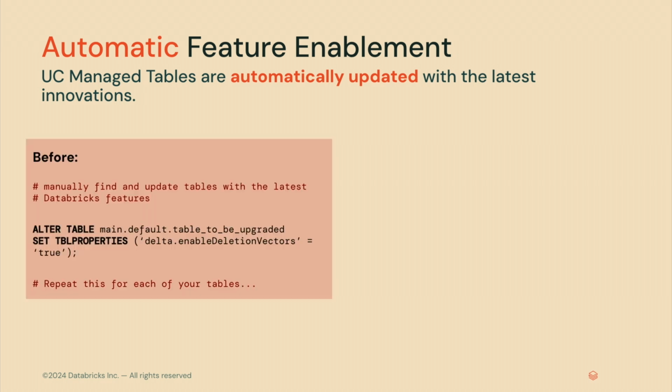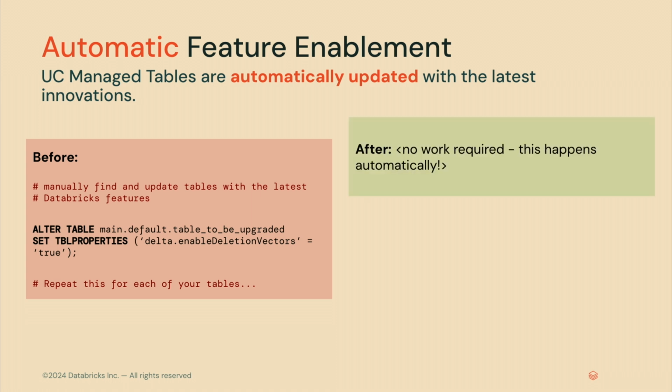You have to manually find and update tables with the latest Databricks innovations and repeat this for each and every one of your tables as your data grows. But with automatic Databricks updates on your UC managed tables, you get the latest innovations just working out of the box with no work required from you. And all this just means that UC managed tables really makes Databricks simple to use. You no longer have to worry about playing catch up.